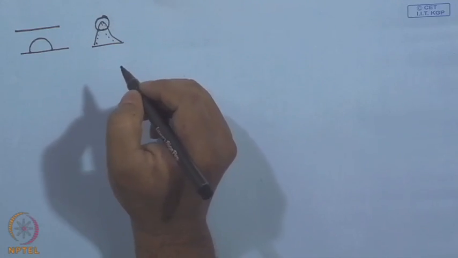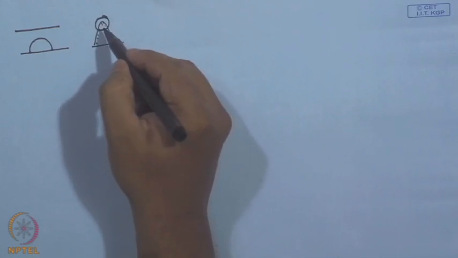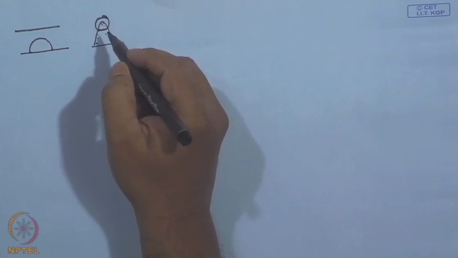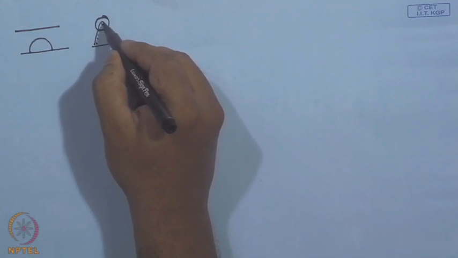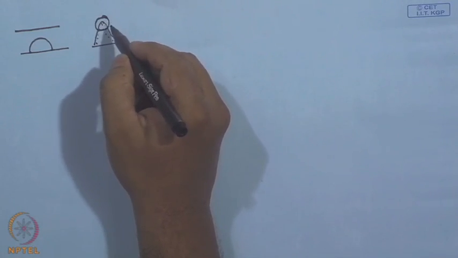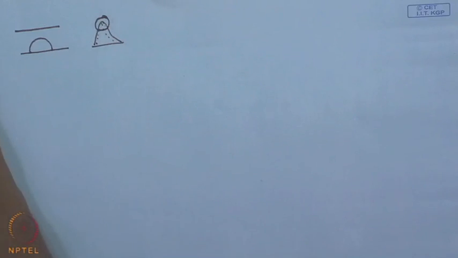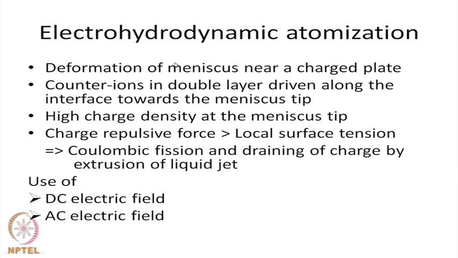When this charge repulsive force is greater than the local surface tension, then we generally see something called a Coulombic fission and draining of charge by extrusion of a liquid jet.